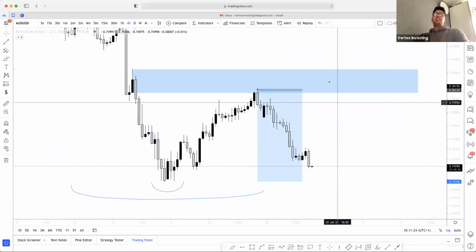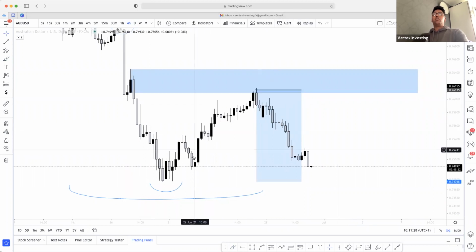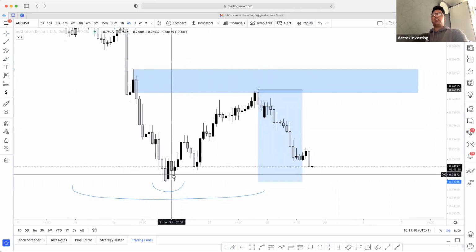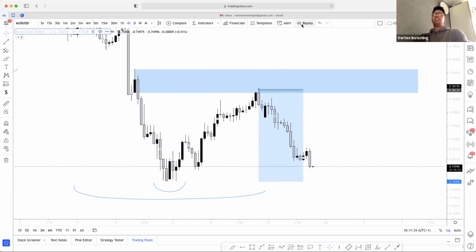But anyway, in this case, we waited for price to come to this POI. So price was somewhere when I looked at it. Price when I sent it, price was somewhere here. Oh, hold on, I didn't use the replay tool.